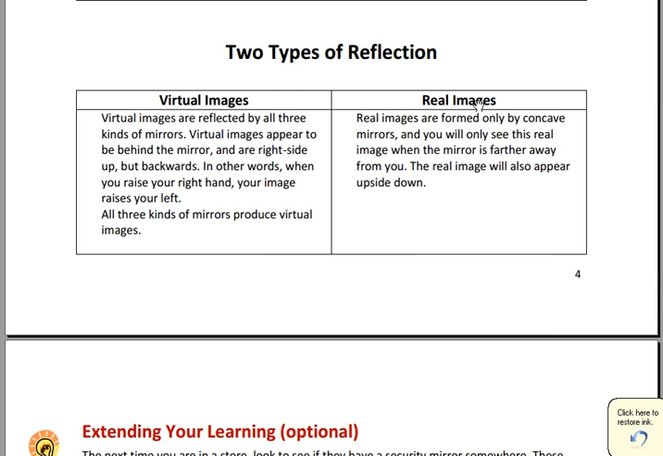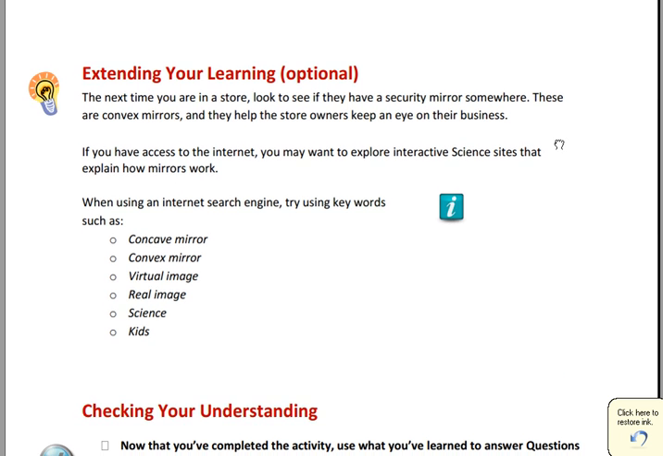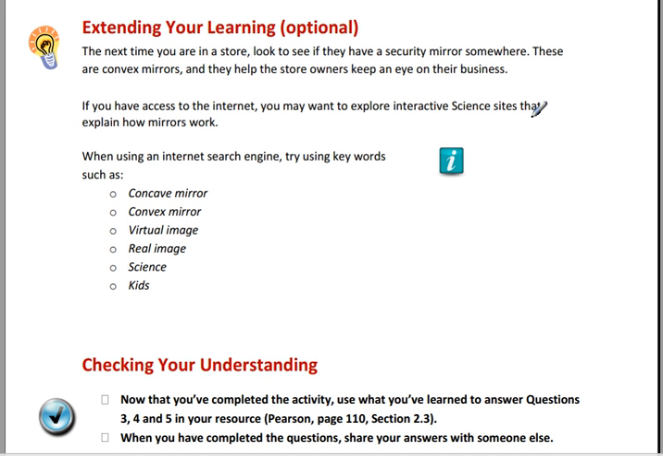Now, once you've done the activity, you can extend your learning by reading and thinking about this particular point here, and then possibly doing some internet searching using terms such as concave mirror, convex mirror, virtual image, real image, science, and kids. And these should help you learn a little more about reflection.